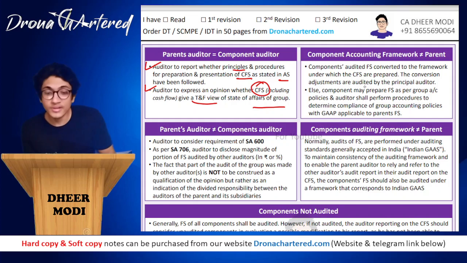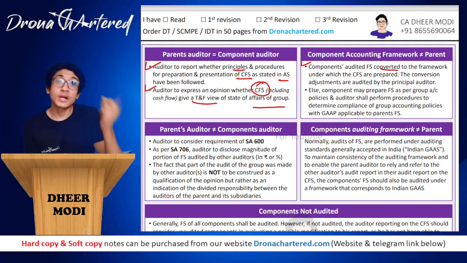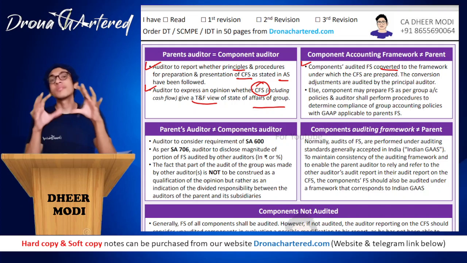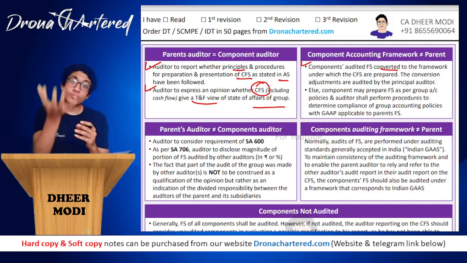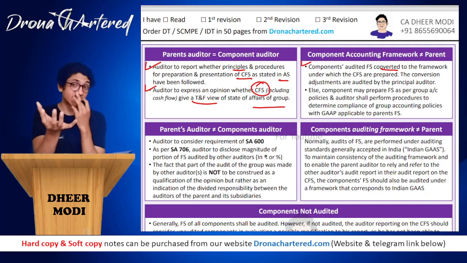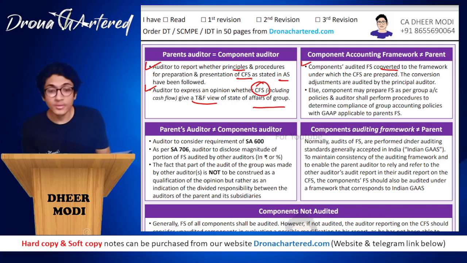If the framework is different than the parent's, in such a case, your component's audited financial statements are converted to the framework under which the CFS is being prepared. That means if the framework of the component is different, you will convert the component's financial statements into the framework which you are following under CFS. The conversion adjustments are audited by the principal auditor. These adjustments need to be checked whether they have been done correctly. Else, the component may prepare financial statements as per group accounting policy.